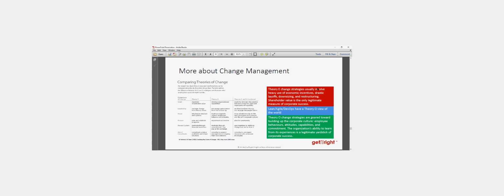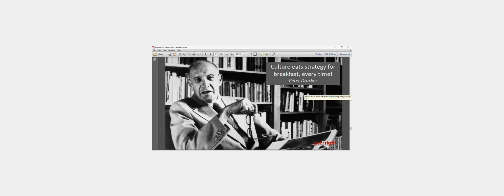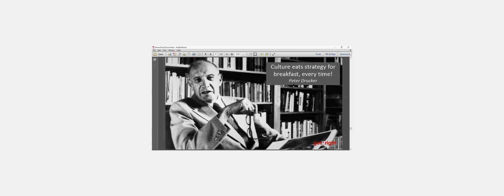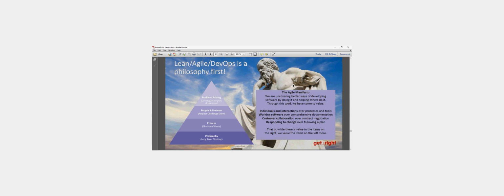It's strategy for breakfast every time. Okay? So really important that we actually start thinking about these things, lean and agile thinking. So what do I mean by this? Well, lean and agile and DevOps and all this stuff is actually a philosophy first. So if you're coming from a lean perspective, it's about long-term thinking.